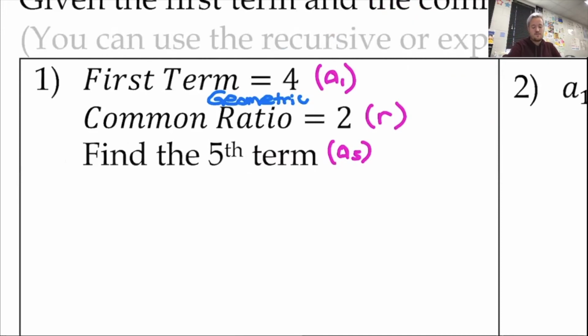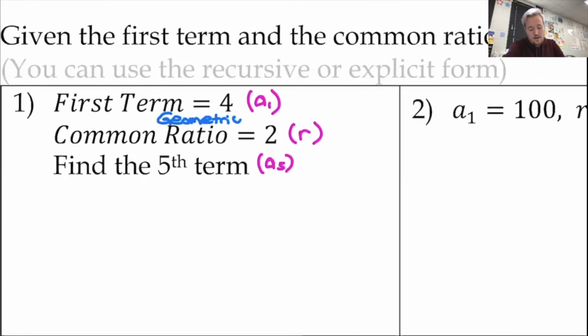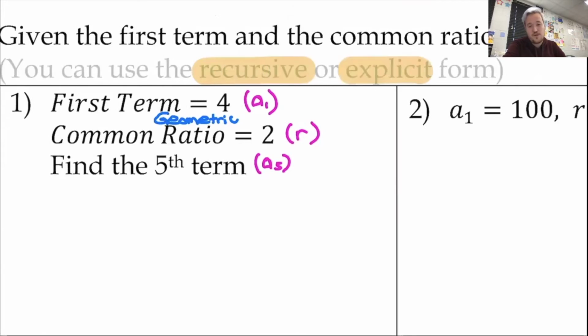Now here's the thing. It's kind of up here in gray on purpose. You can use the recursive or the explicit form. It doesn't matter which one you use, as long as you're finding that fifth term, that's all we care about. So you use whichever one that you're more comfortable with. But I will say the explicit form will be quicker, but the recursive form will be easier. So it's really just dependent on what you want to do and how you want to do it.